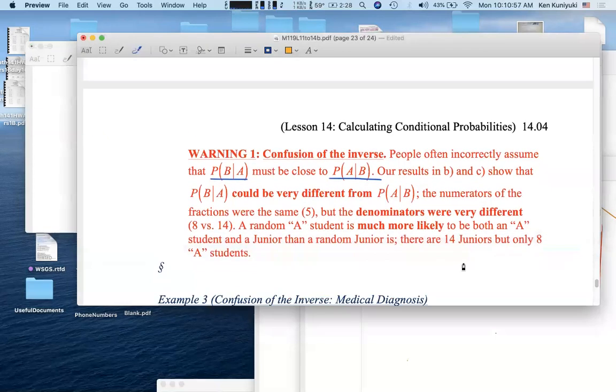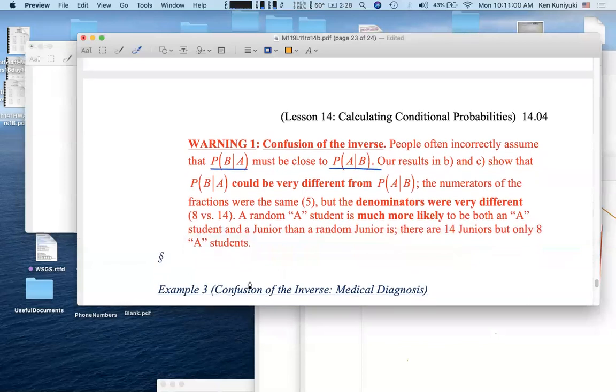In the next example, we're going to discuss this issue of confusion of the inverse, and by the end of that example, you're going to be better than many medical doctors. Next time.